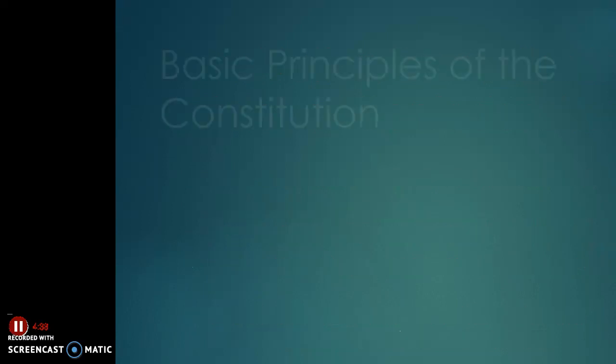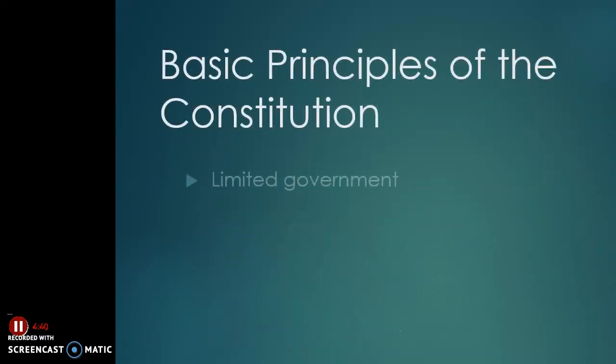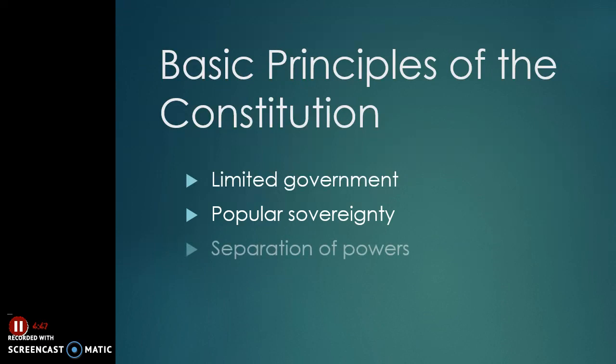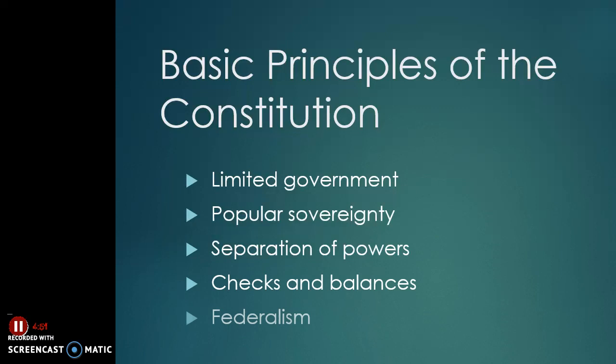So the principles that the Constitution is built on, it's kind of what I started talking about a second ago, is limited government, popular sovereignty, separation of powers, checks and balances, and then federalism. So with limited government, it's the concept that you have government, but it isn't capable of completely controlling all aspects of an individual's life. There are checks and balances in place that prevent certain branches of the government from really taking over and controlling the daily lives of its citizens.